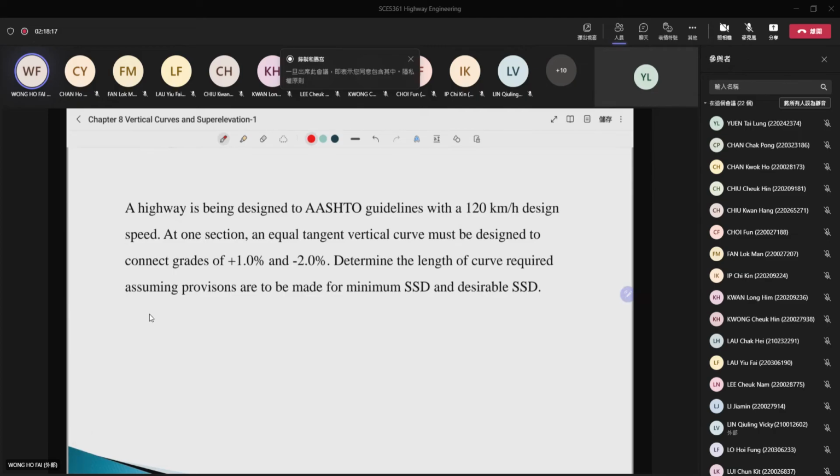So here I give you an example, and we can take a look together. The highway is being designed to AASHTO guideline with 120 km per hour. That means the design speed is 100 km per hour. In one section, an equal tangent vertical curve must be designed to connect grades of positive 1% and negative 2%. That means one side of the road is plus 1% in gradient, and the other side of the road is negative 2%. Determine the length of the curve required. Assume the position will be of minimum SSD. And then maybe we can try to use the minimum SSD first.